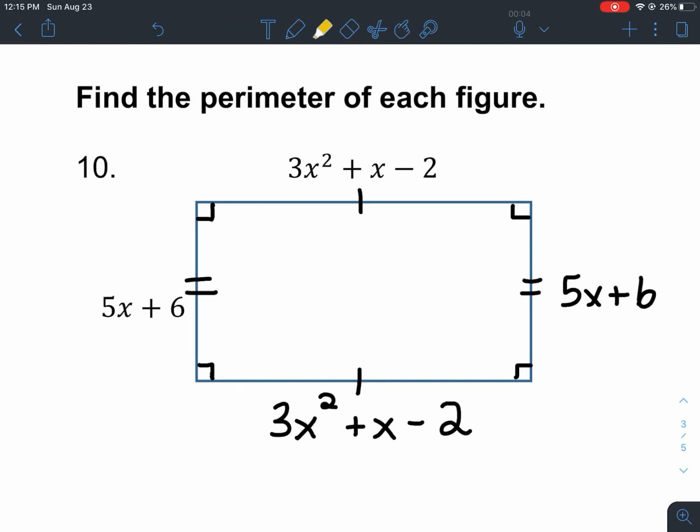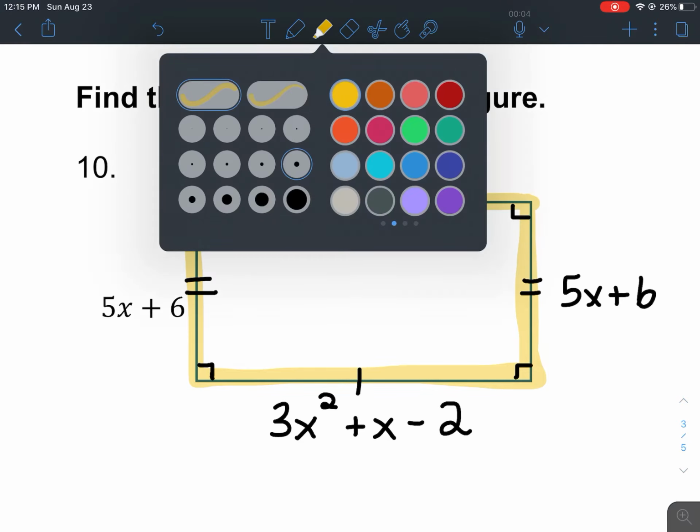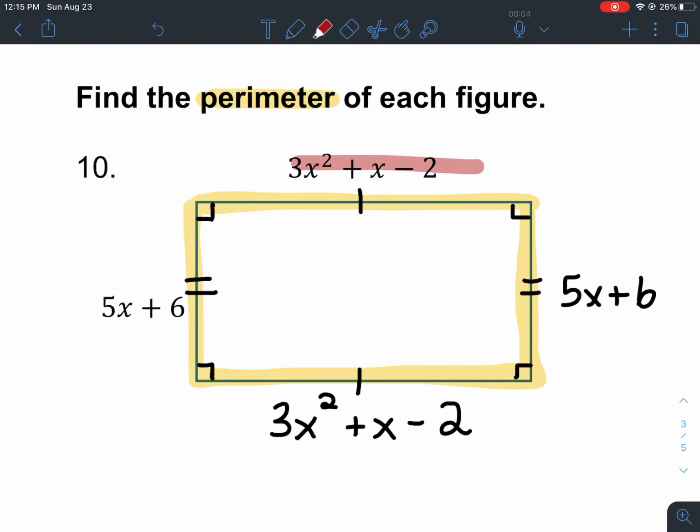Okay, so now we look at perimeter. In order to find the perimeter of a figure, you're looking for the distance around whatever that figure is. This happens to be a rectangle. We're looking for the total distance around the figure. In order to find that, you need to add up all the side lengths. So here we have expressions, so we're going to add up all those expressions. And how you add up expressions, we add like terms.